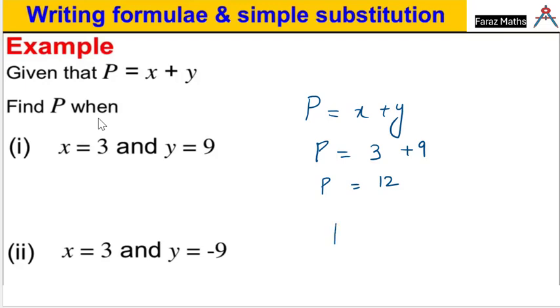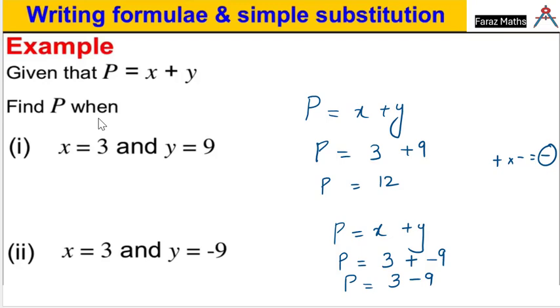If we do the second part, P equals X plus Y, we have to use the same formula here. P equals X plus Y, so P equals X is 3. We have to use the sign of the formula, plus, and Y is minus 9. When plus and minus or minus and plus are in front of each other, you can multiply these two signs. If you multiply plus and minus, you will get minus. So it means 3 minus 9, and 3 minus 9 is minus 6.